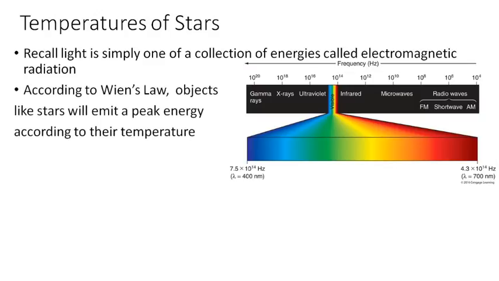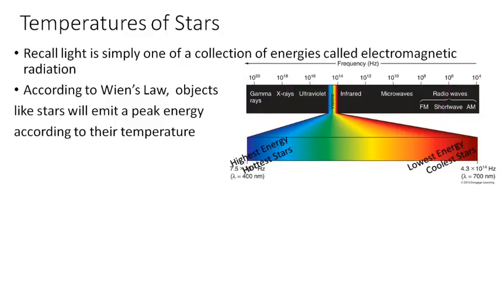So we can actually get information from the stars. What I like to think of is that about the only information we get from the stars is this electromagnetic radiation. The only information we get from distant celestial objects is this energy that's coming through space and time. So according to Wien's law, the star will emit electromagnetic radiation according to its temperature. Over on the short wavelength side, we have the hottest stars, and over on the long wavelength side, we have the coolest stars.